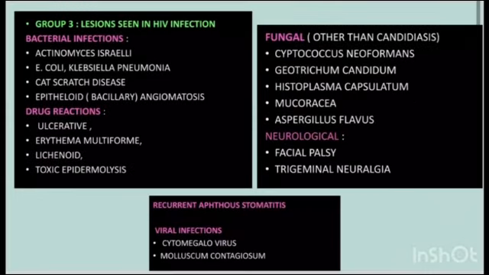In group 3, lesions seen in HIV infection are bacterial infection, drug reaction, fungal, neurological, and recurrent aphthous stomatitis. Let's see one by one.